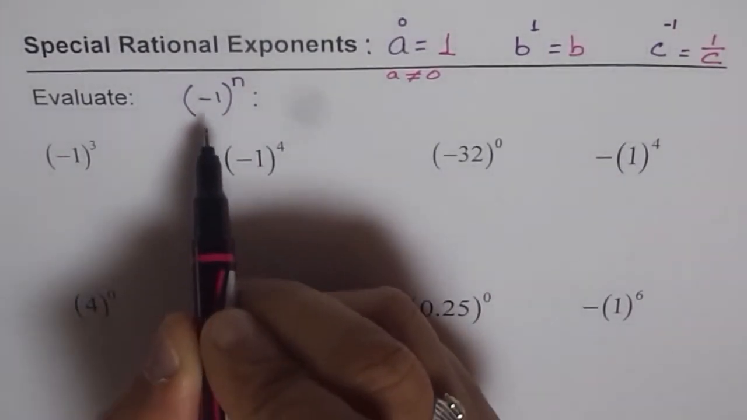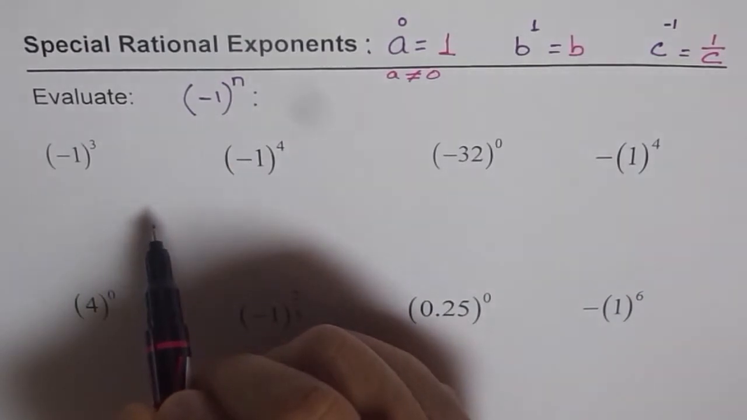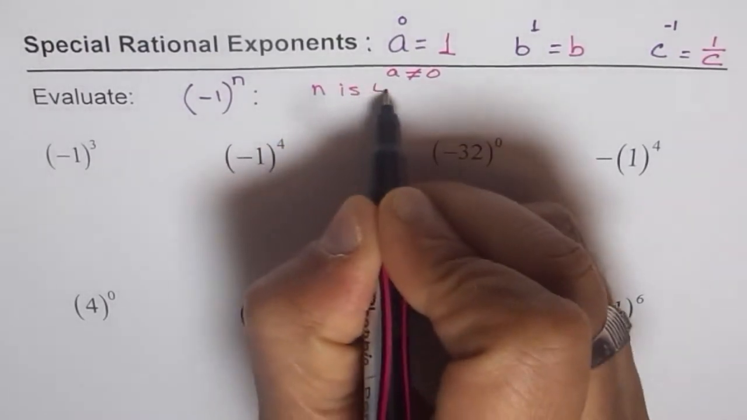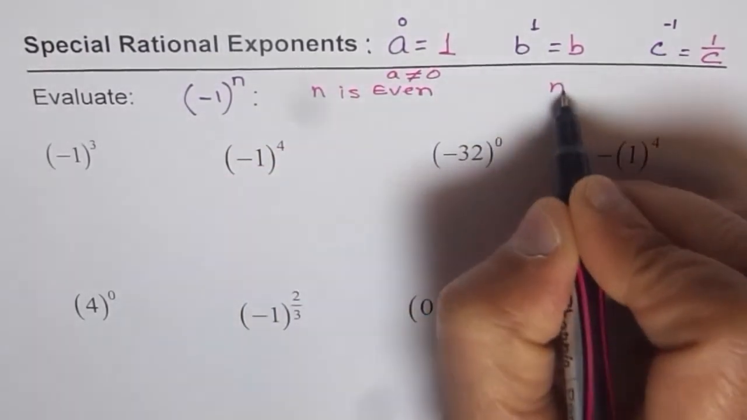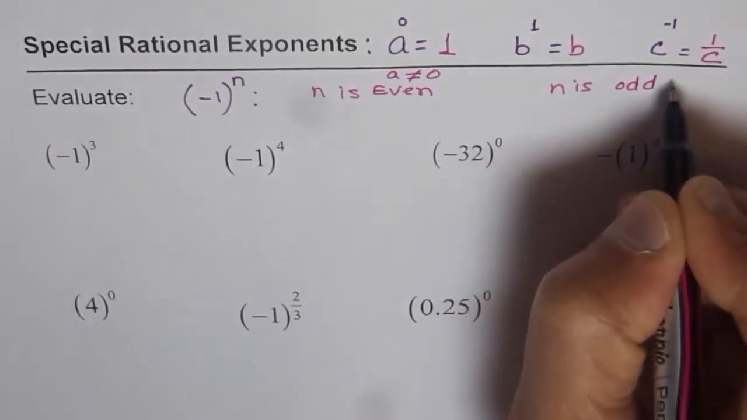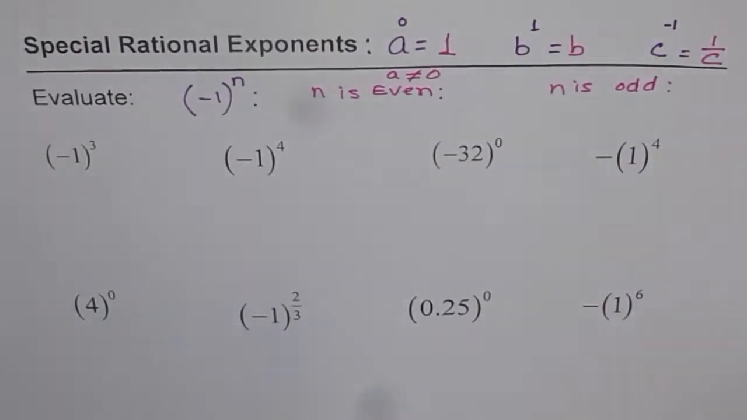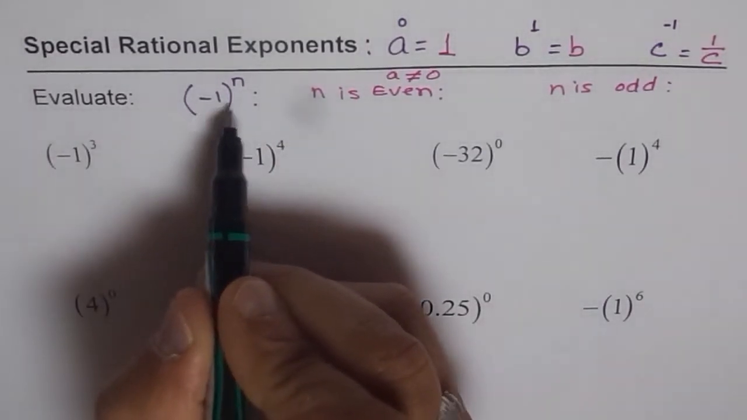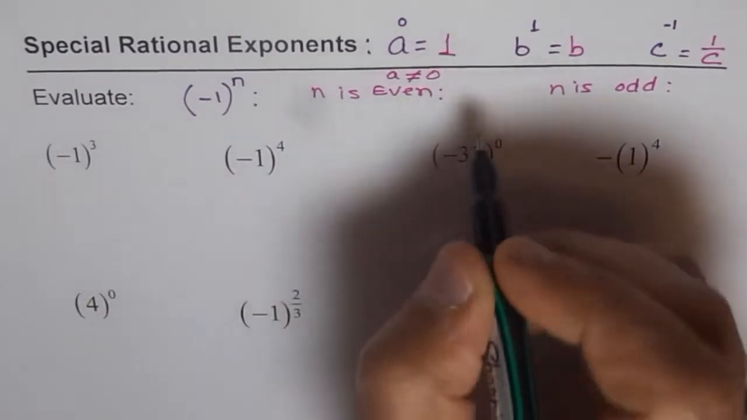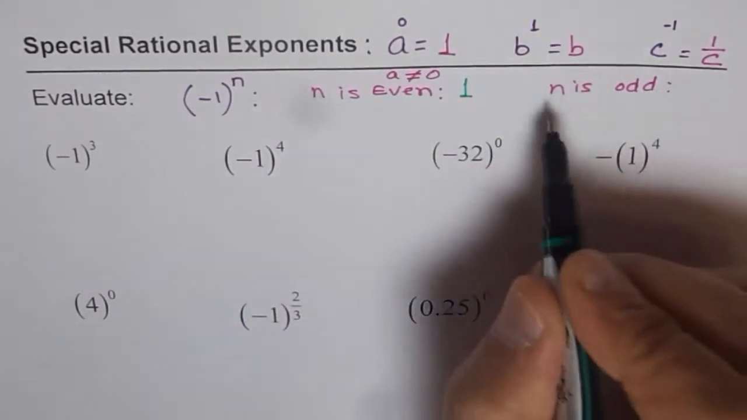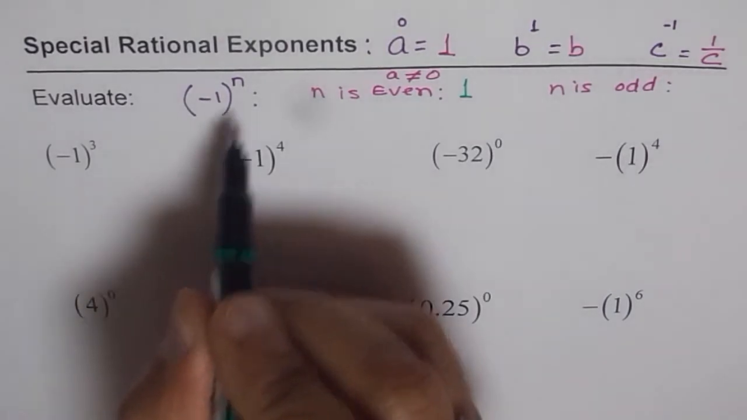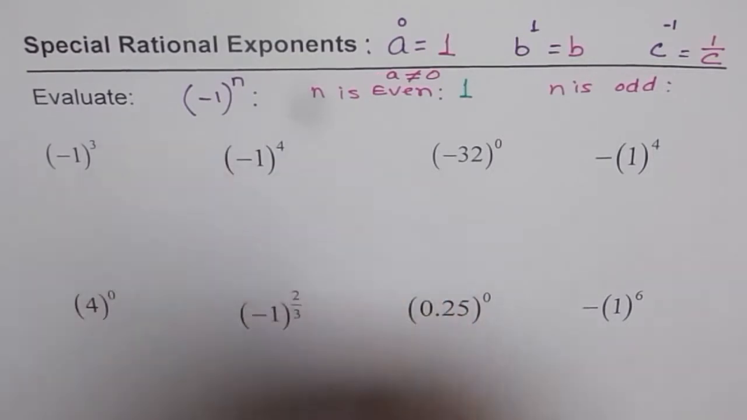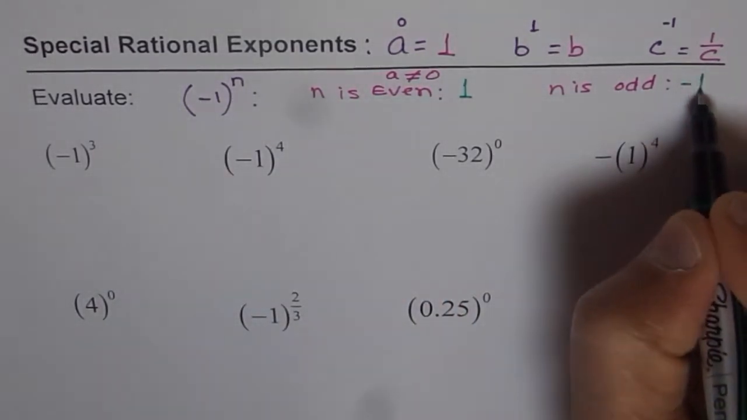Now this case is very special: minus 1 to the power of n. It really depends on whether n is even or odd. So if n is even, then what? And if n is odd, then what? Right? So let me write down both the answers. If n is even, that means you're multiplying minus 1 an even number of times. When you do that, you get plus 1. So it is plus 1. But if n is odd, you're multiplying minus 1 an odd number of times, for example, minus 1 times minus 1 times minus 1. So that will give you minus. So you'll get negative 1 as your answer.